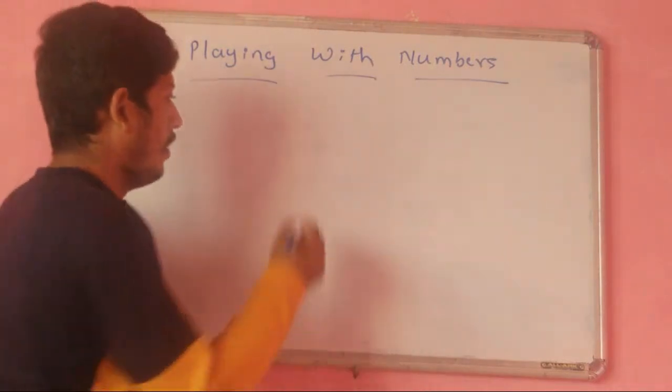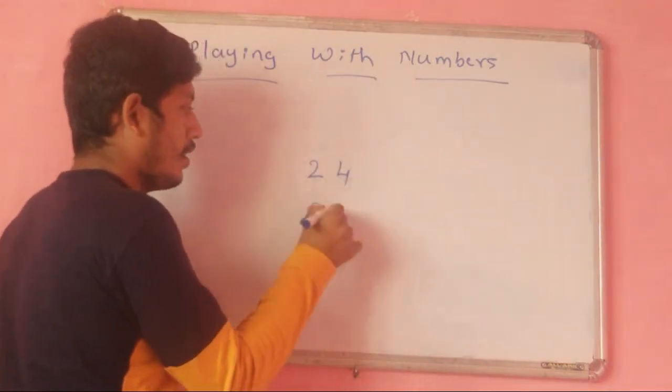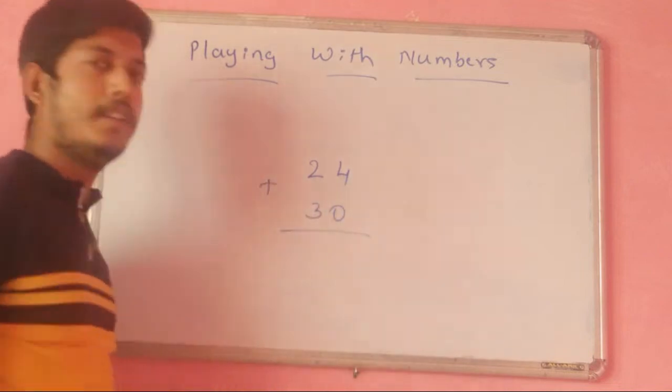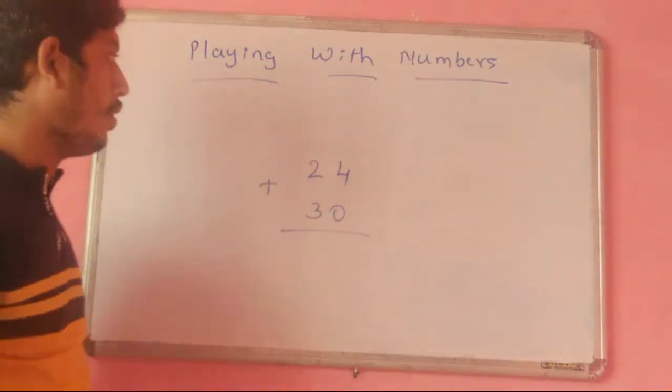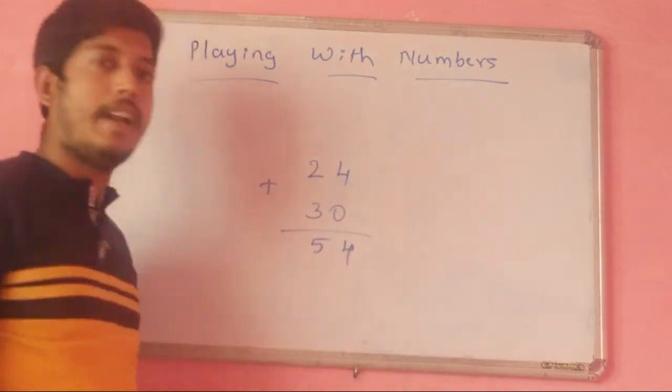For example, 24 plus 30, if it is given for addition, then what we will do? 4 plus 0 is 4 and 2 plus 3 is 5. We are directly writing this.